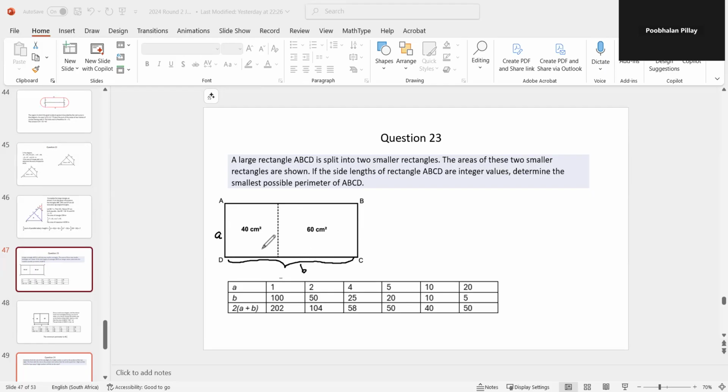They are positive integers. They have to be positive. They are sides of a rectangle. Determine the smallest possible perimeter of ABCD. In other words, what's the perimeter? The perimeter of a rectangle is 2 into length plus breadth. This is one of the first formulas you learn. So it's 2 into length plus breadth, which is A plus B. So we want to find this as small as possible, the smallest possible perimeter.